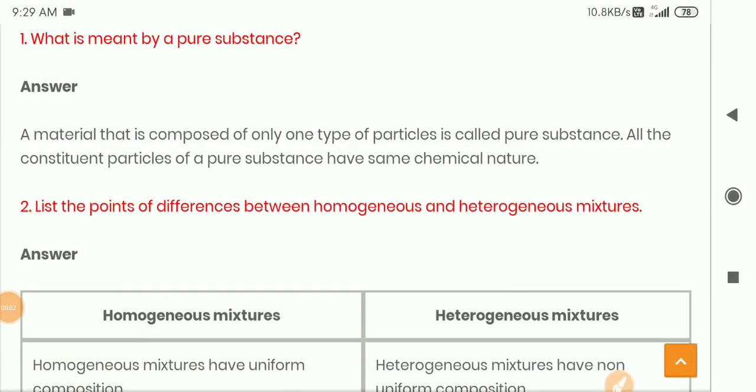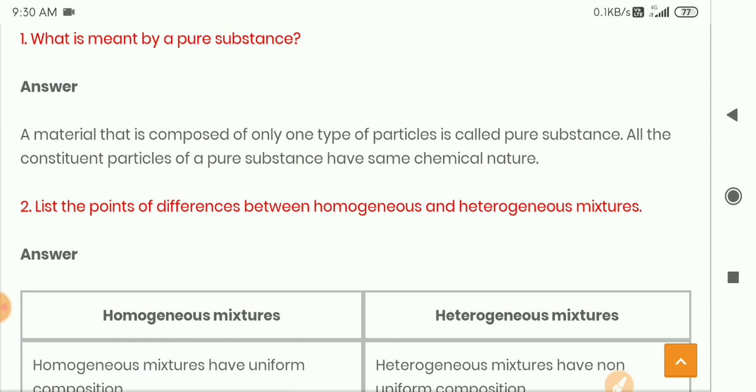Welcome back, students. Let us go to the in-text questions of Chapter 2, that is, Is Matter Around Us Pure? We have seen the chapter and different methods of separation in the last lecture, and now we are going to discuss the in-text questions which are given in the textbook.